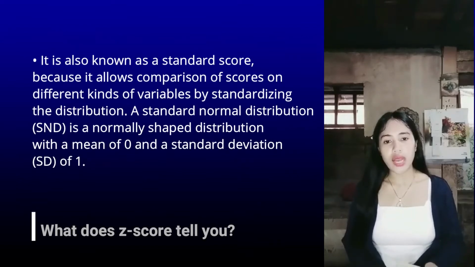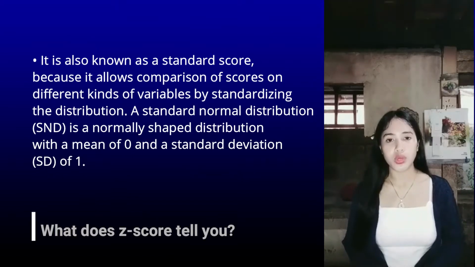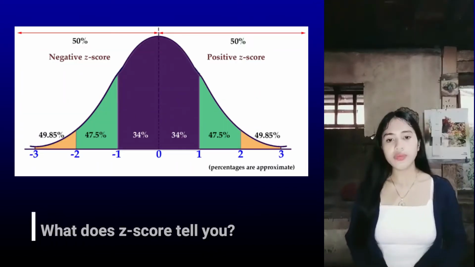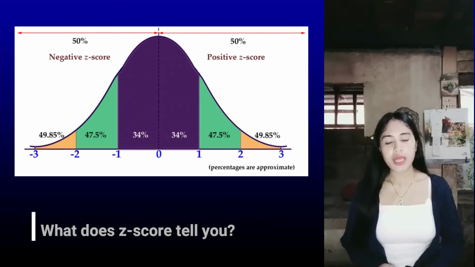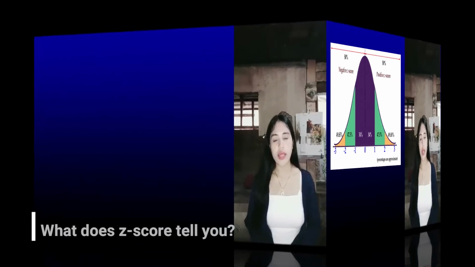It's also known as the standard score because it allows comparison of scores on different kinds of variables by standardizing the distribution. A standard normal distribution is a normally shaped distribution with a mean of 0 and a standard deviation of 1. For illustration, if the value is greater than 0, the z-score is positive. But if it is less than 0, the z-score is negative.